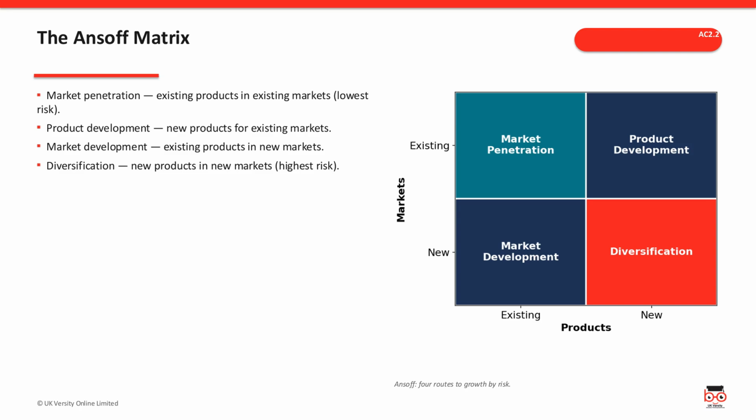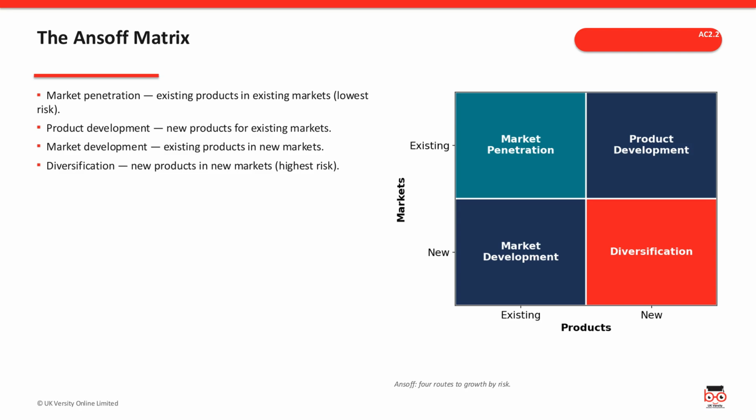The Ansoff matrix lays out 4 routes to growth, ordered by how risky they are. Market penetration, selling more existing products to existing markets, is the safest. Product development means new products for your current customers.